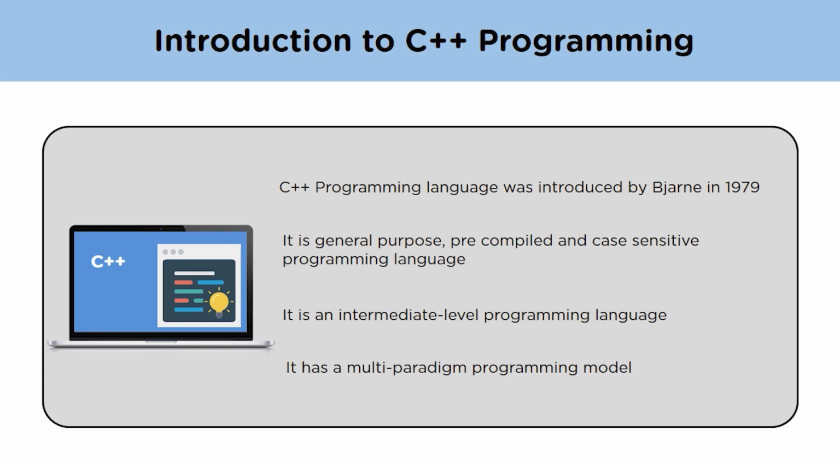It is a general purpose, case sensitive language, and it is called a pre-compiled language because it converts the source code directly to machine understandable code. It is an intermediate level language because it contains features of both high level and low level languages. C++ supports the features of object-oriented languages like encapsulation, inheritance, polymorphism, etc. It also supports procedural programming and functional programming as well. Now, as we have understood about C++ programming, let's move on to our first program in C++.